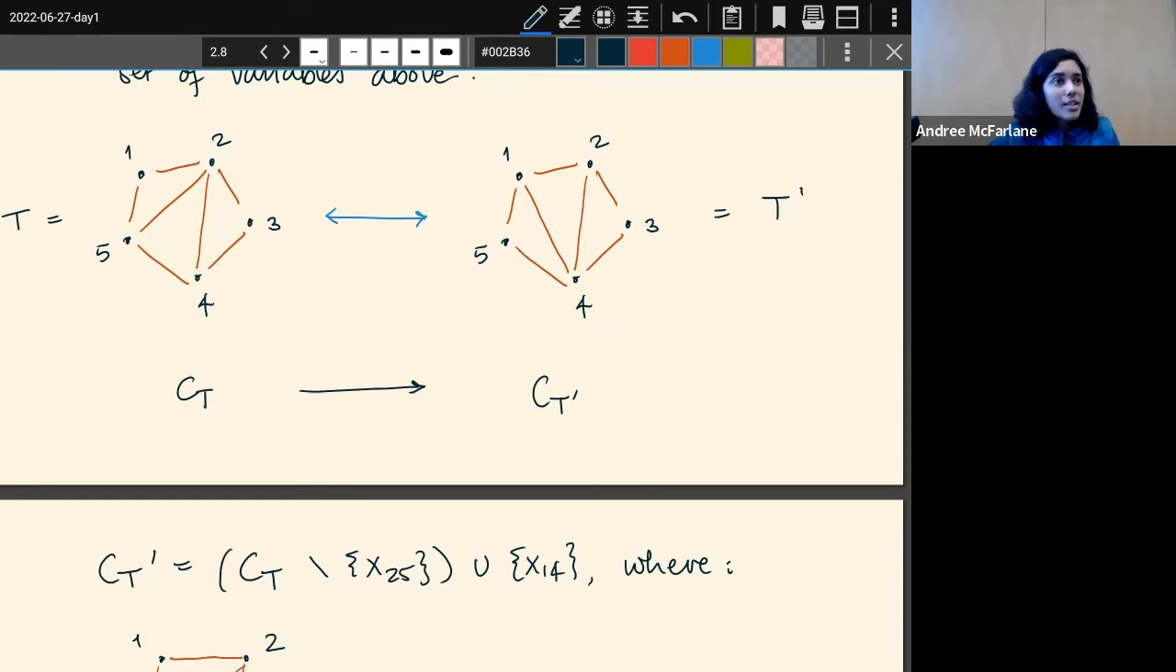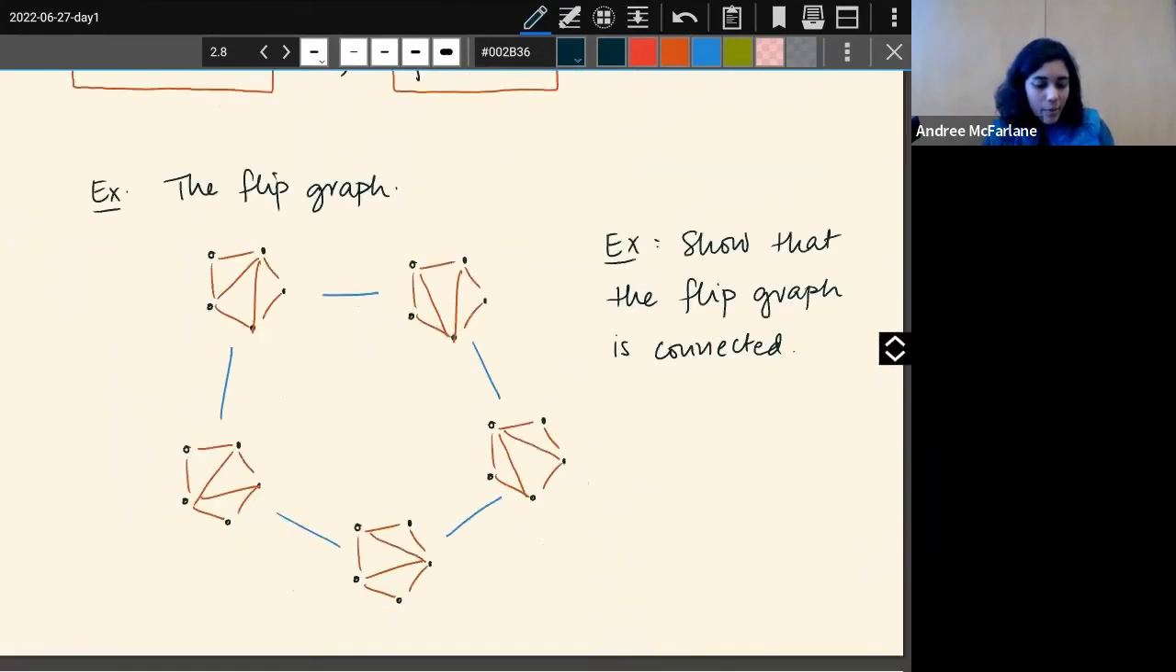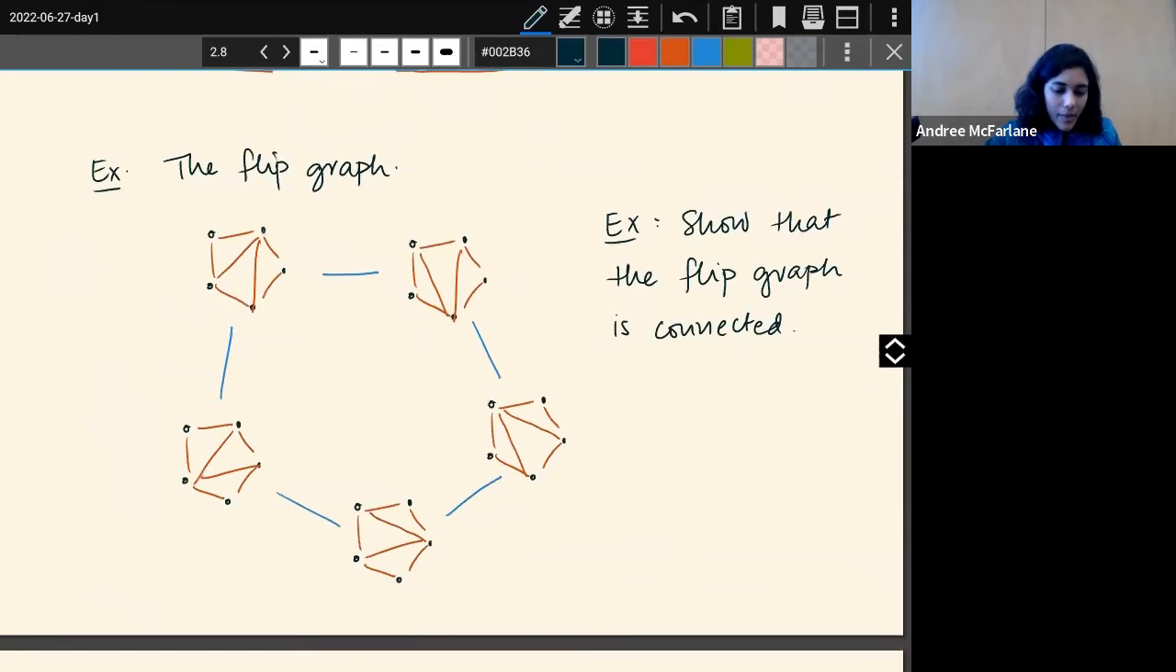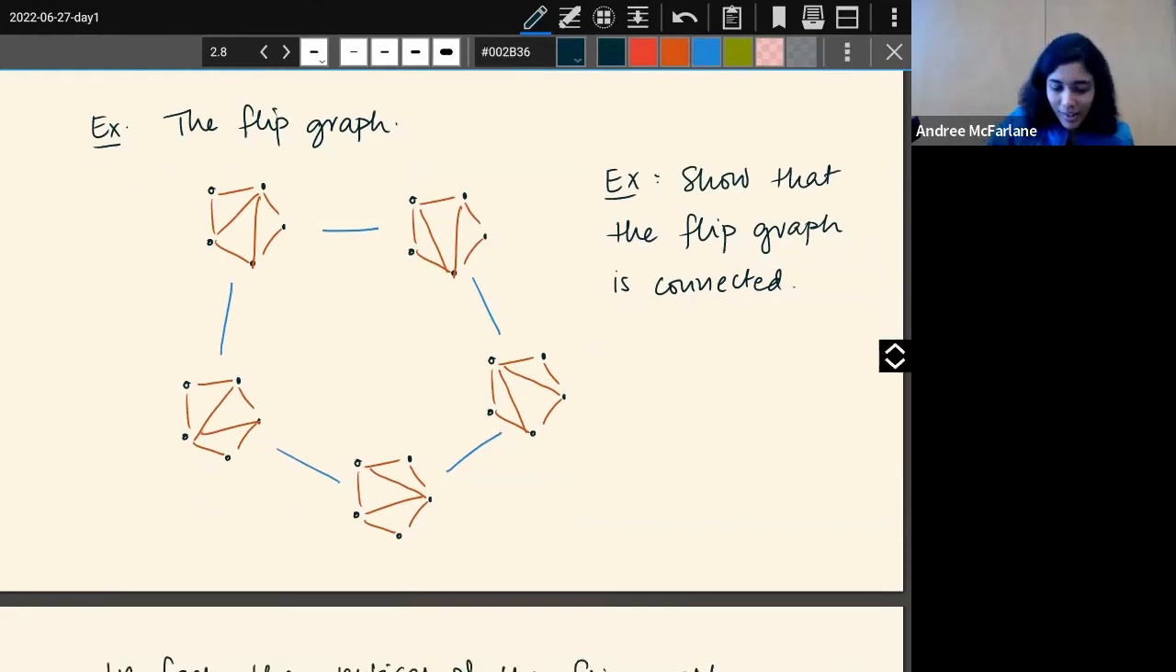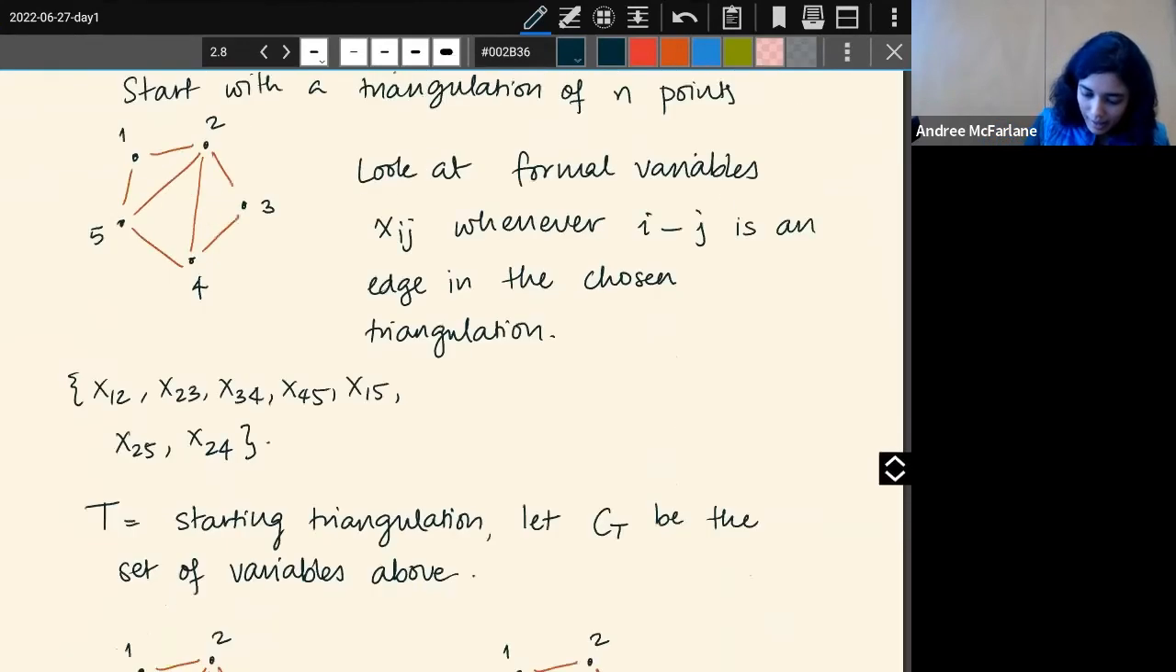Of course, the question to ask is, what happens when I come back? If I start off with this triangulation, and I walk around my flip graph, applying this algebraic operation each time, I'm going to come back with a set of variables once I complete a cycle. And so the amazing theorem is that actually you get back exactly what you started with. So let me write that.